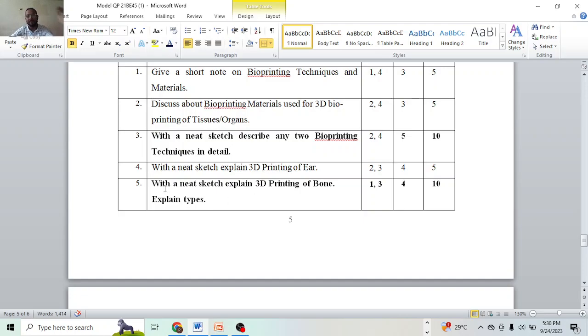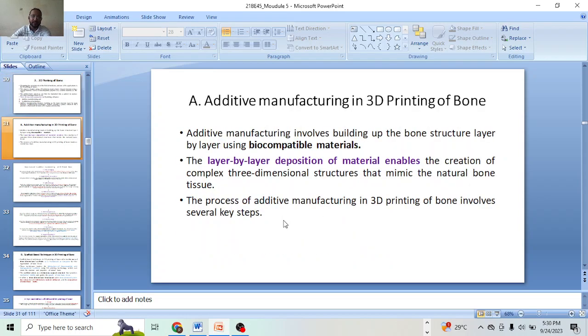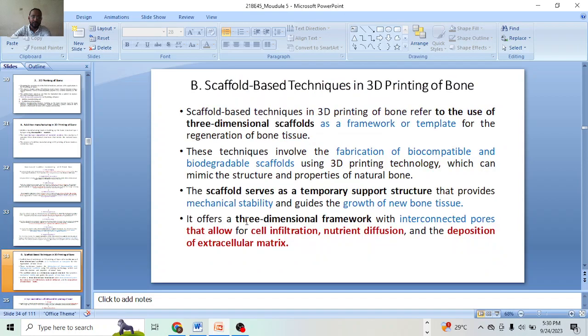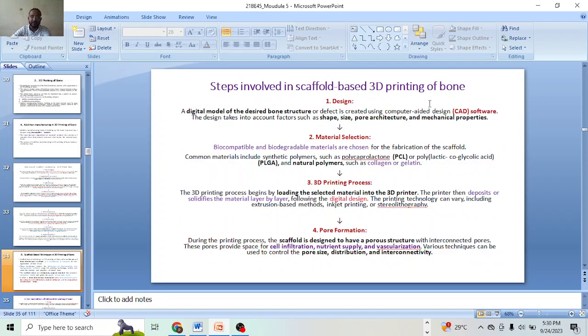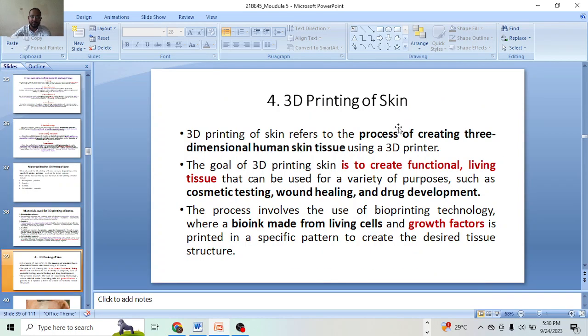See the question here. With the neat sketch, explain 3D printing of bone. Explain types, that is an extra. So here, as we did for ear, 5 marks can be done for bone, but you have to explain the different types. So what are the different types? There are 2 types, that is additive and scaffold. So for introduction, you will have 2 marks, additive manufacturing 4 marks, scaffold based techniques will have 4 marks. Next, materials used for 3D bioprinting bones, that is not required.